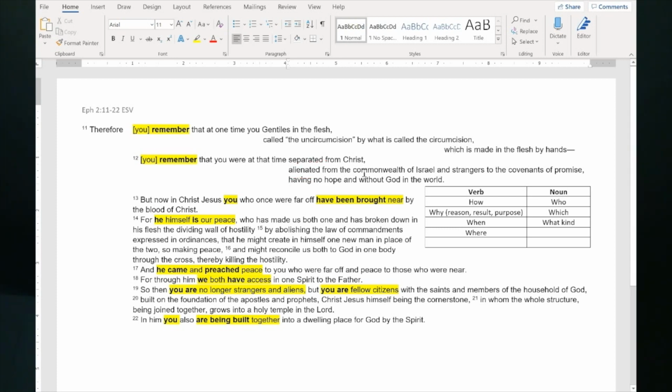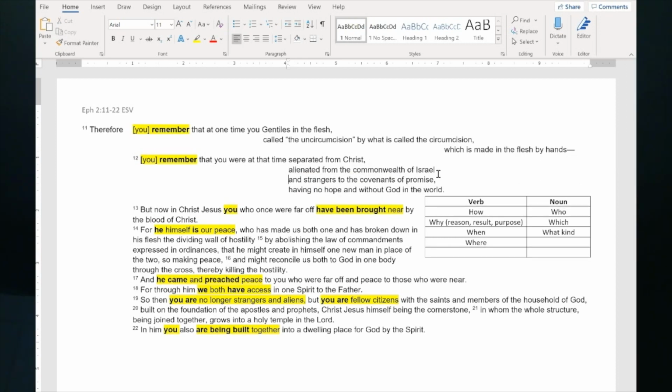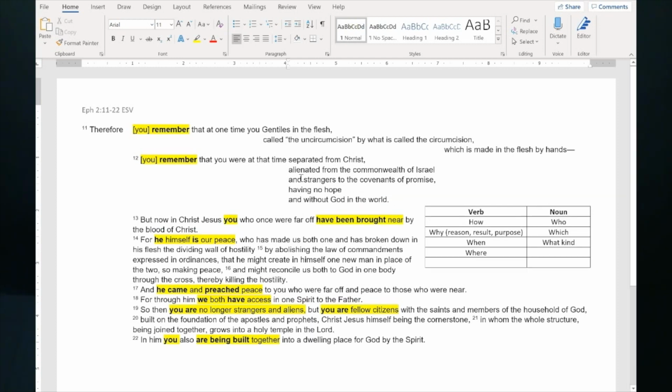If you wanted to, you could see that this phrase right here could get split in half, and you just have really this list of five things that Paul's saying they were. Remember that you were separated, alienated, strangers, having no hope, without God. Okay? So when you stand back and look at this sentence, you see that, as you saw earlier, the main subject and verb is for people to remember. And the content of what these Gentile people were supposed to remember is that they were separated from Christ.